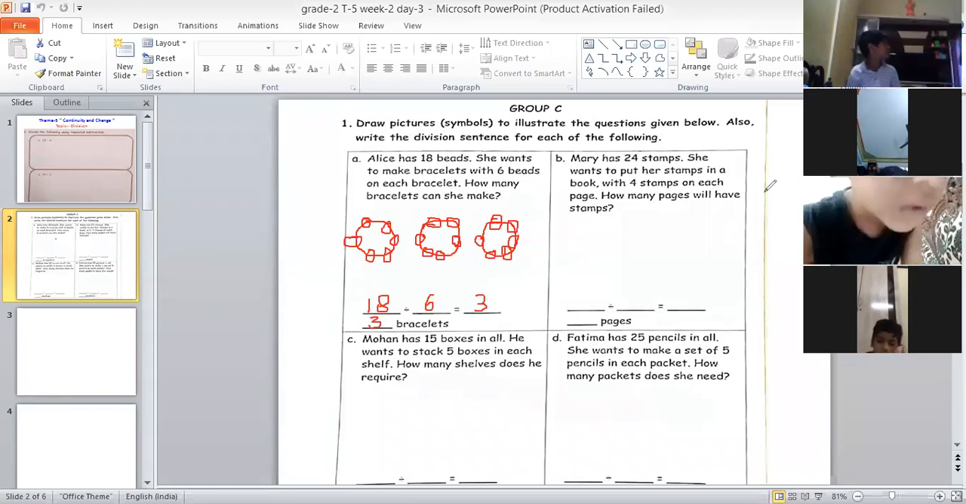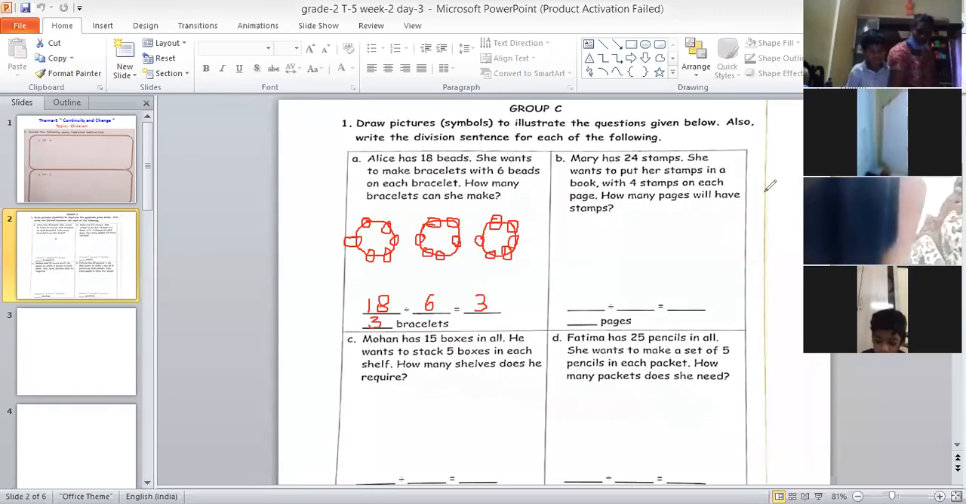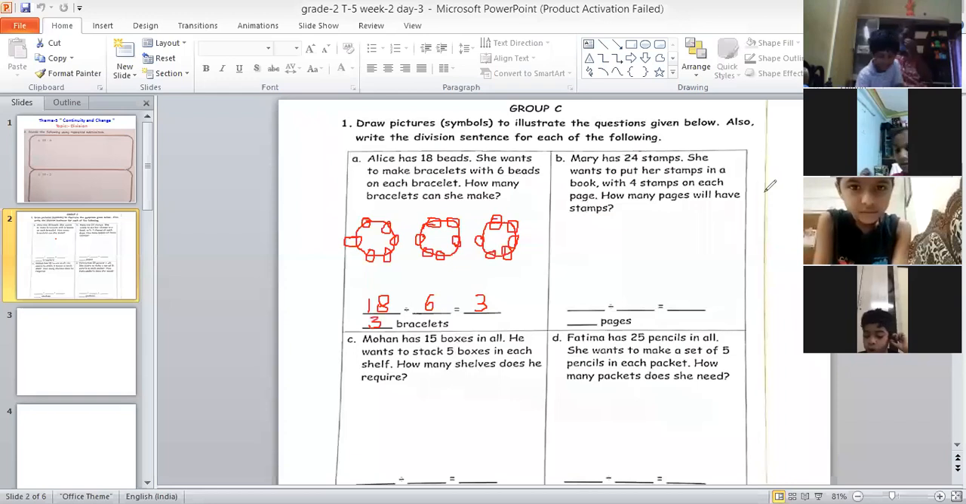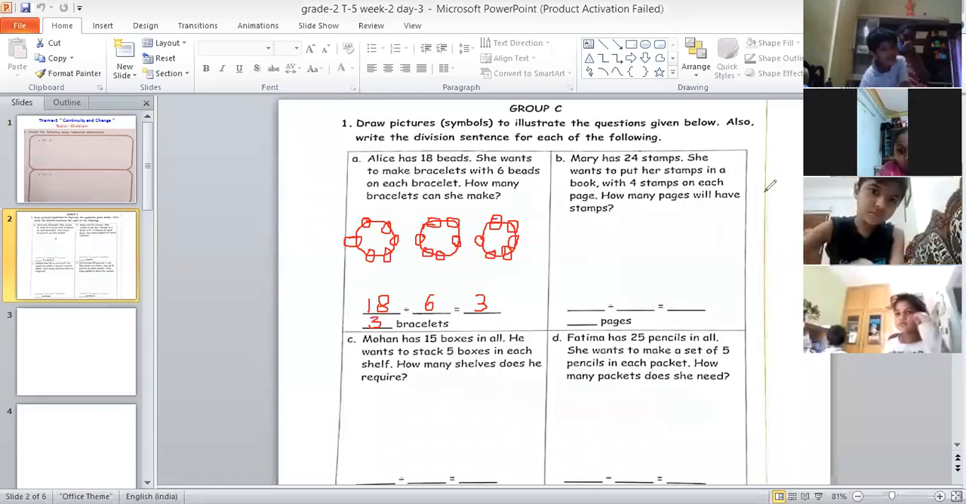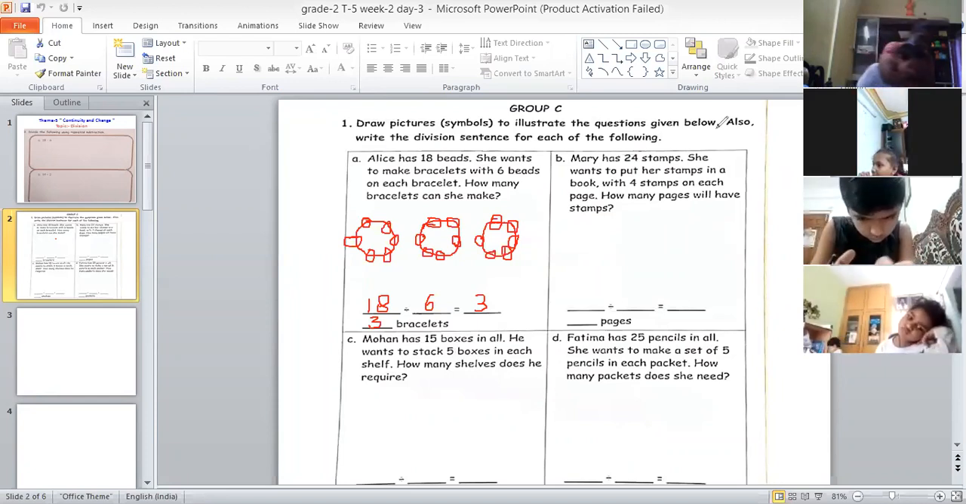Lohit. Yes, ma'am. Please read the second bit. Mary. Mary had 14 stamps. She wants to put her stamps in a book with 4 stamps on each page. How many pages will have stamps? Very good. Thanks for reading.